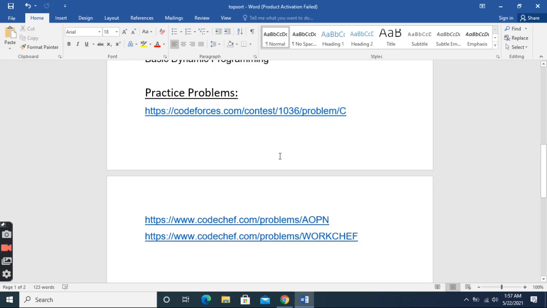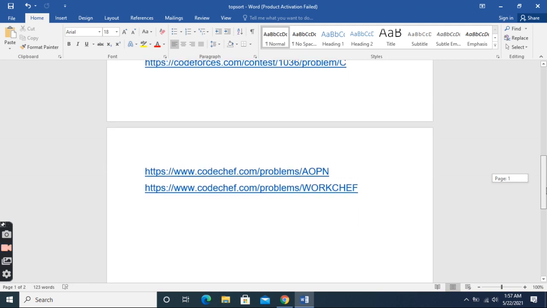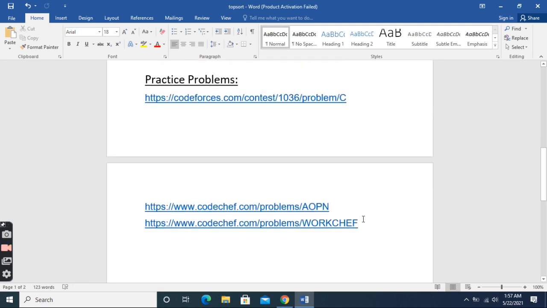So in my practice problems, I've included this question that I just discussed and 2 questions from CodeChef, which are similar to this question, but they're a little harder because they contain checking for palindromes and stuff. But if you understood digit DP, then you can easily work through these problems.